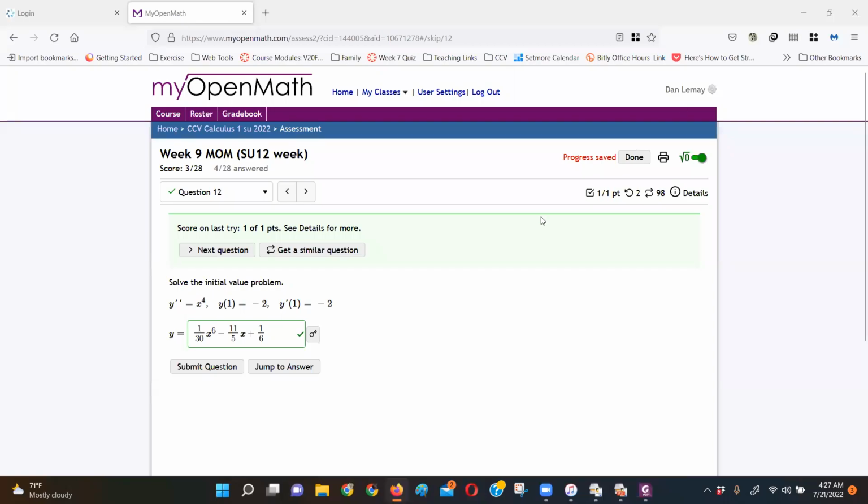Okay, so this question is asking us to solve an initial value problem. If you've watched any of the other videos or looked in the textbook about finding antiderivatives, you've probably seen this, and I'll just go over it briefly here.